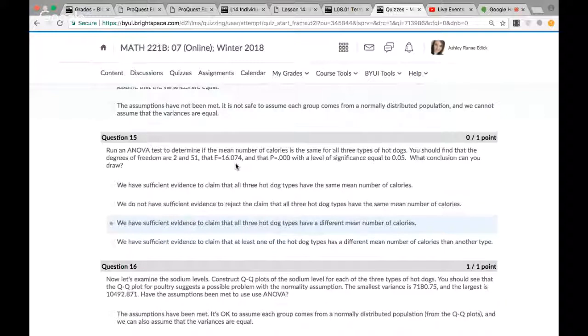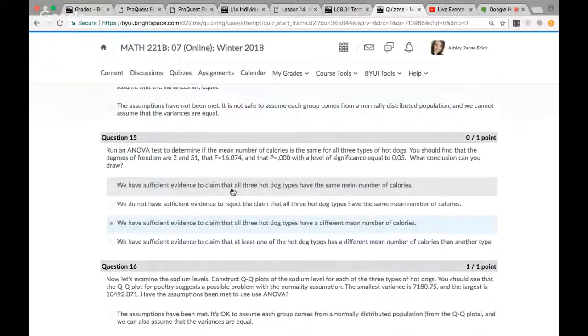Run an ANOVA test to determine if the mean number of calories is the same for all 3 types of hot dogs. You should find that the degrees of freedom are 2 and 51, that F is 16.074, and that P is 0.000. With a level of significance equal to 0.05, what conclusion can you draw? I think it was the first one, because we're rejecting the null, not the alternative. Well, because the P is smaller than 0.05, then we're rejecting, right? So then it would be the first one.